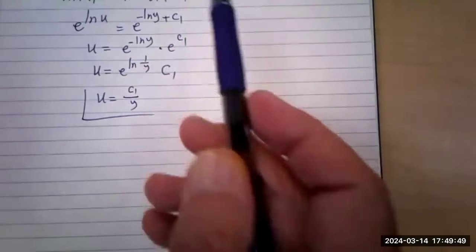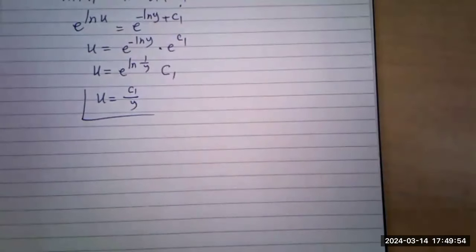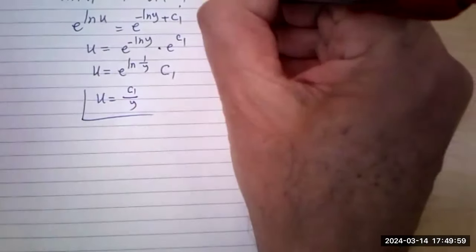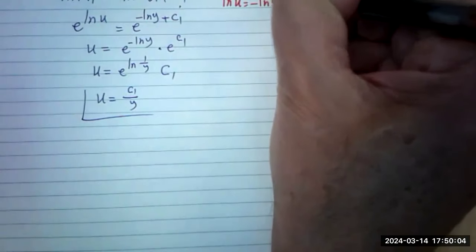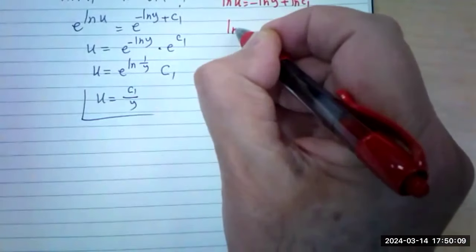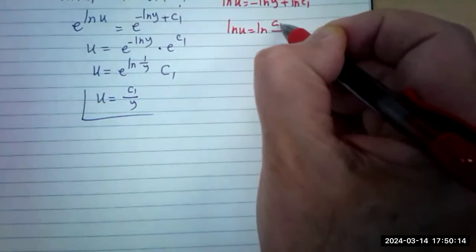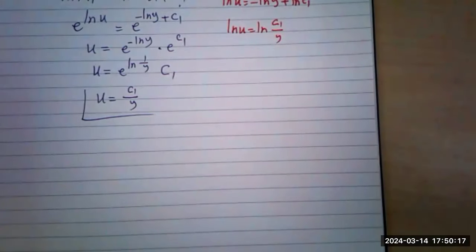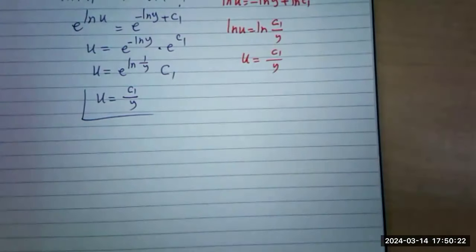The other option is, this is C1, you call it ln C, then you have the difference between the ln, and you change it to the quotient. So you have ln u equal to negative ln of y plus ln of C1. Then that gives you ln u, the difference between two ln is a quotient. Then use the one-to-one property of the ln, and you arrive at the same thing, C1 y. So two different options.